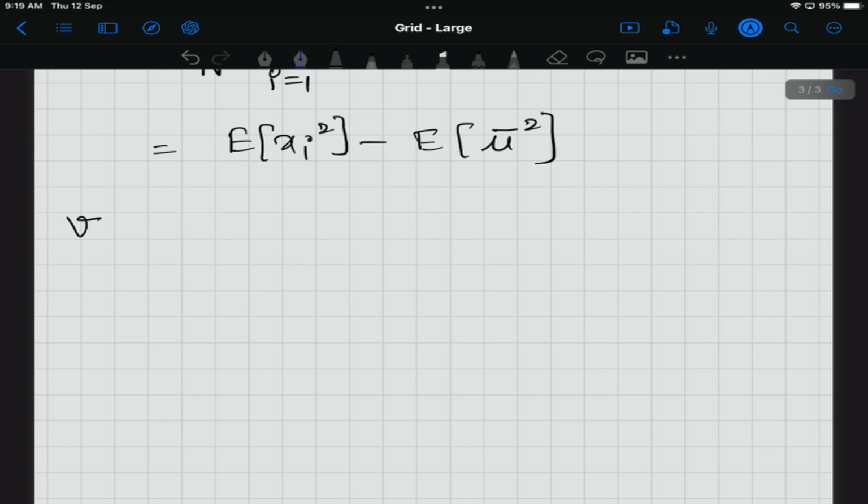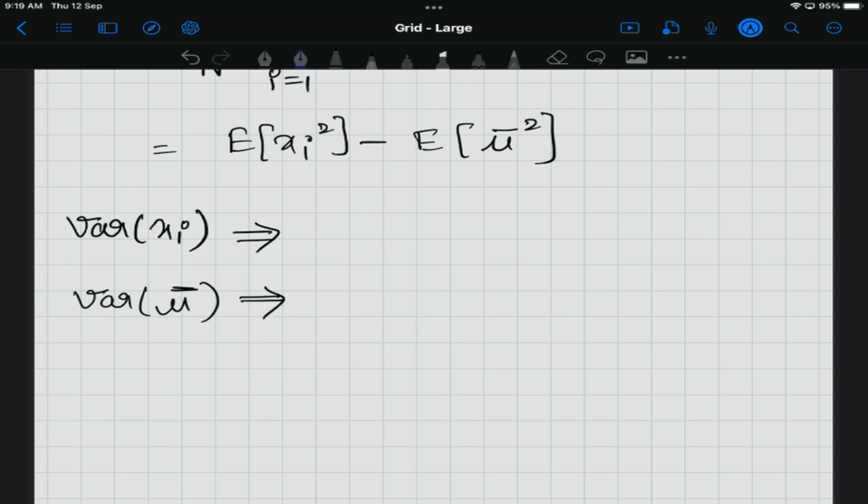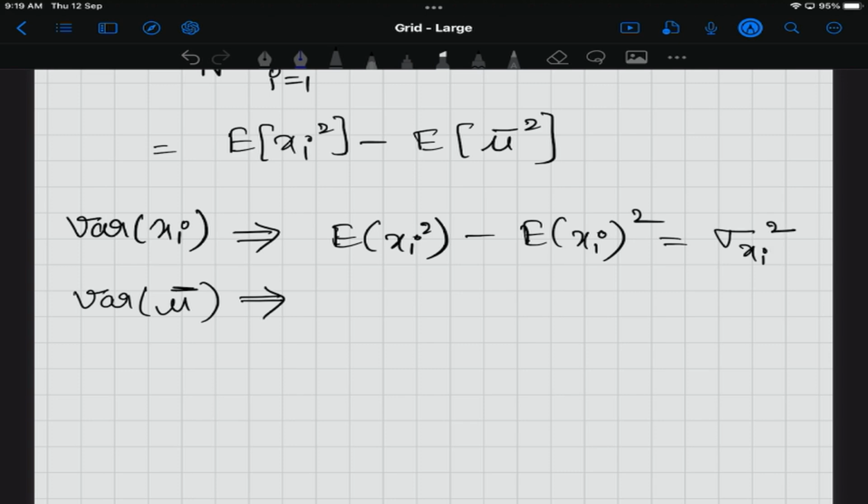Now, just tell me what is the variance of xi and the variance of mu hat. Can you tell me the variances of these? It is nothing but expectation of xi square minus expectation of xi whole square. And variance I will just write as sigma xi like this, I'll just give this notation. And here expectation of mu hat square minus expectation of mu hat whole square, and this I am giving.